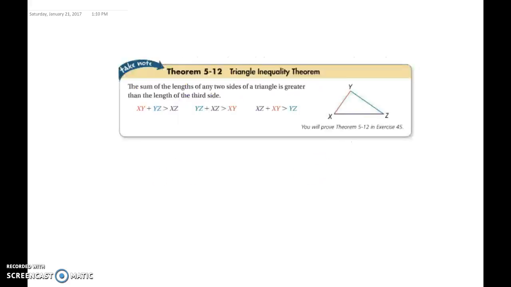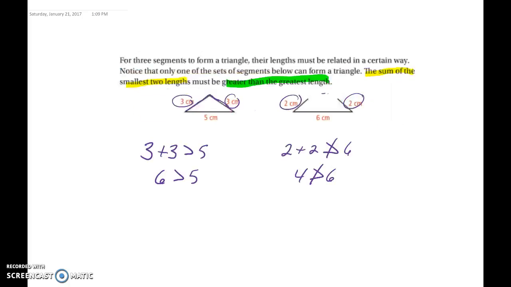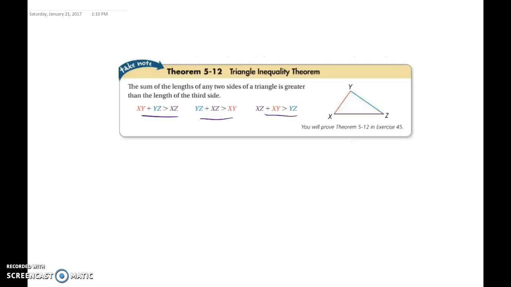The triangle inequality theorem states that in order to have a triangle, the sum of the lengths of any two sides of the triangle is greater than the third side. The theorem tells you to do all three combinations, but all you have to do is take the two smallest lengths, add them together, and they must be greater than the remaining length. Not equal to, it must be greater than. The theorem tells you to do all three possible, but you really only have to do the two smallest.